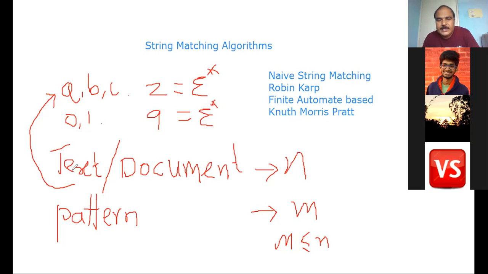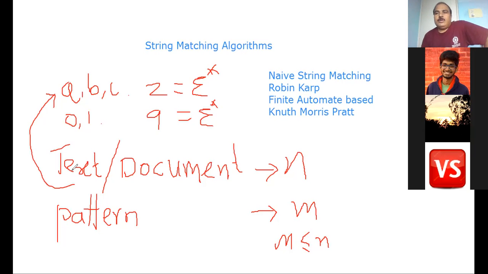So why is this alphabet required? Because a text constitutes a set of symbols derived from the alphabet, and the pattern consists of a sequence of symbols derived from the alphabet. So this is the basic thing you need to understand.